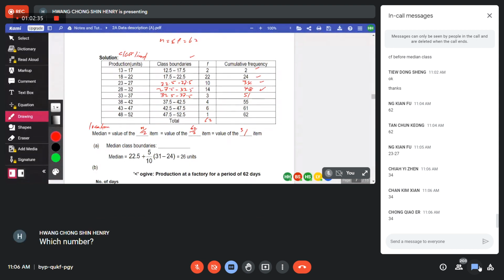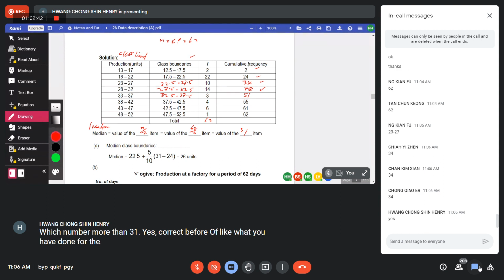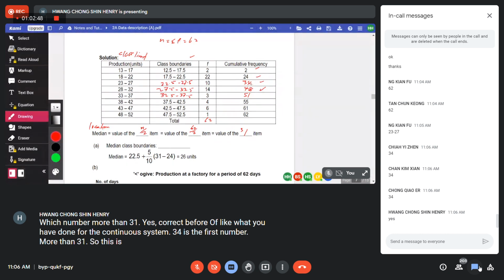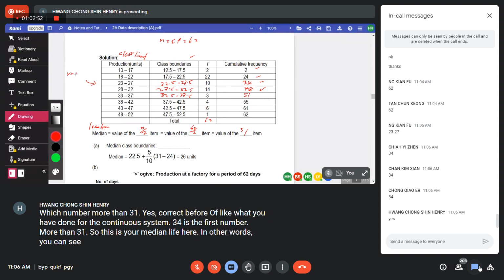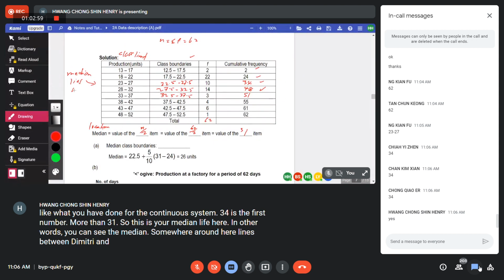Which number is more than 31? Yes, correct, 34. Like what you have done for the continuous just now. 34 is the first number more than 31. So this is where your median lies. In other words, the median lies somewhere between 23 and 27.